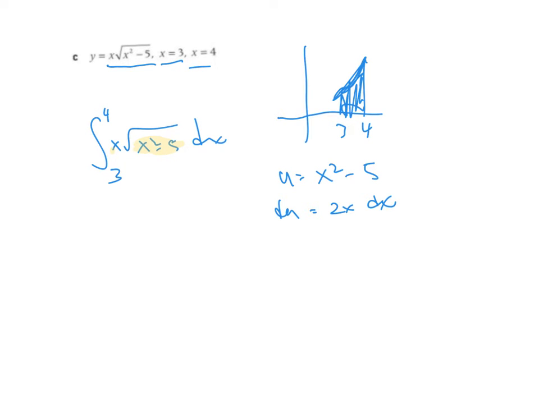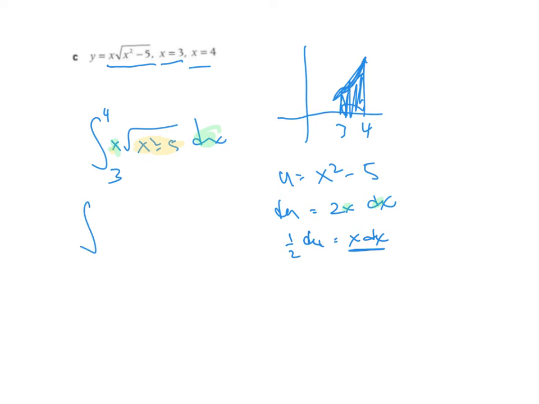Now I almost have this. It's almost there, but I have an x and a dx, and I have to get rid of the 2. In order to get rid of the 2, I'm going to divide by 2. So 1/2 du is equal to x dx, and now I can do a straight substitution.